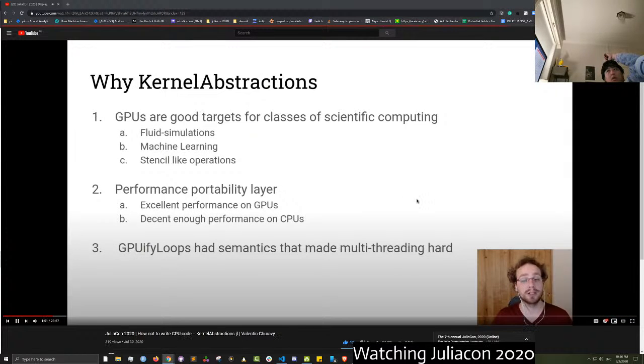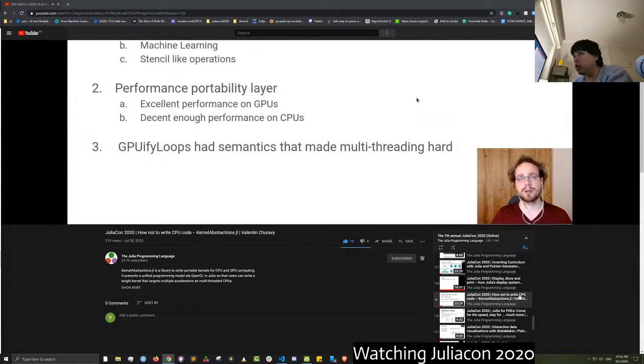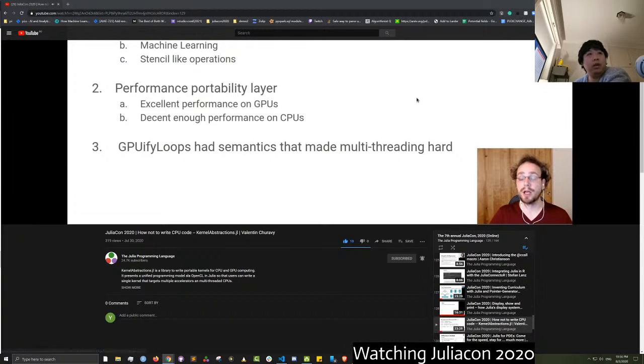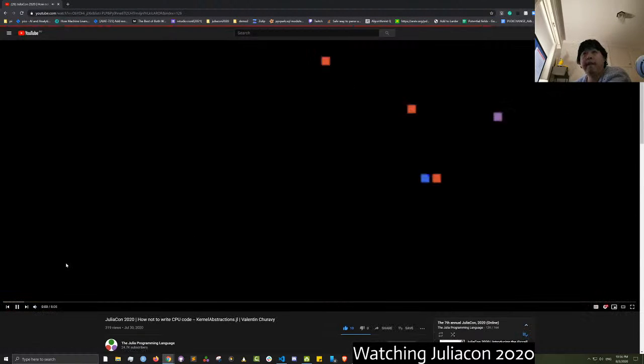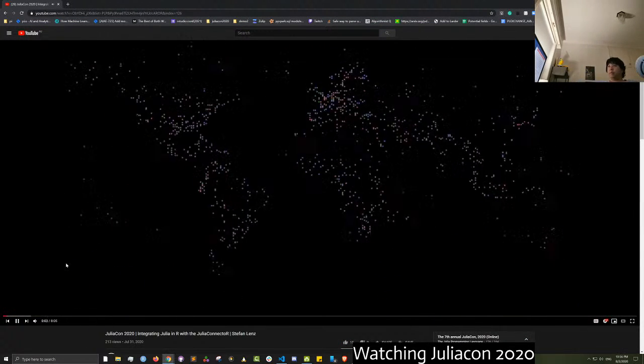Implementing multi-threading support was very hard, and so we went back to the drawing board and looked at what we need to change.